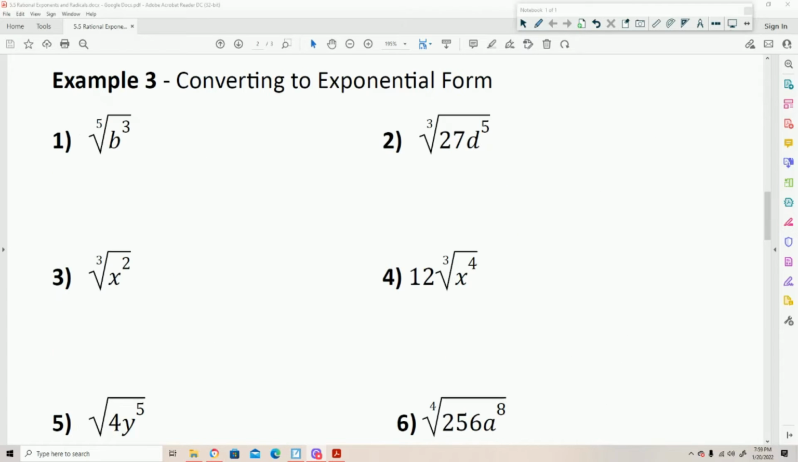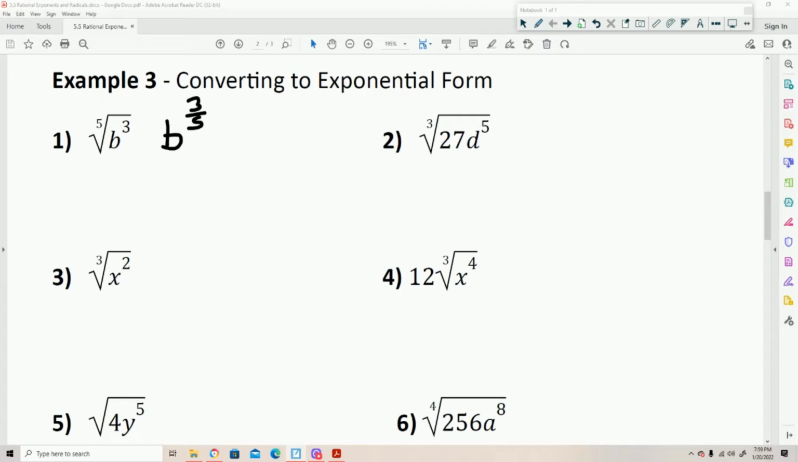In example 3, we are actually going from radical to exponential. Okay, we're going the opposite direction we did in the last examples. So I'm going to write the b with an exponent. That kind of takes care of this. So when I write that, I've got b. Okay, now this is the exponent, the index. The index is the denominator, the exponent is the numerator. So it's b to the 3/5. That's how you write that. And you're done. That's it.